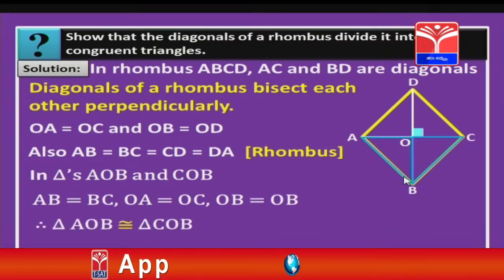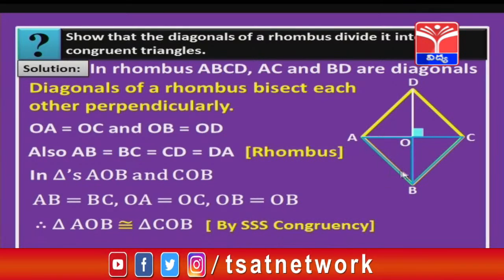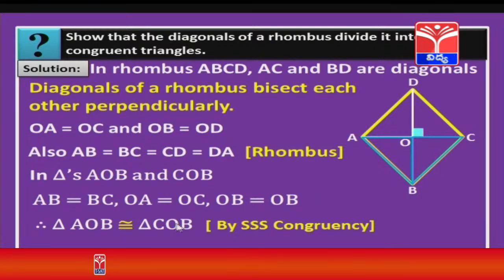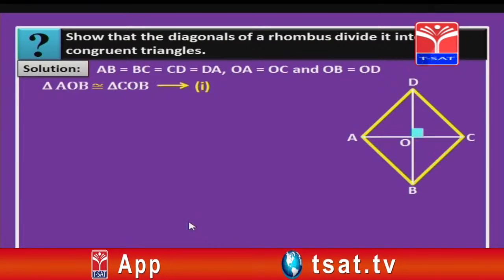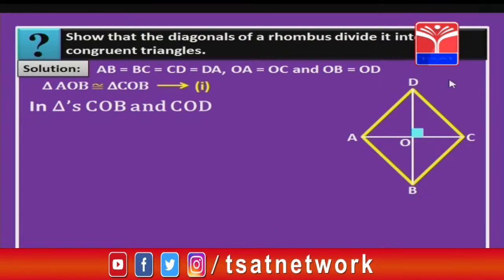So, I can say these two triangles, that is triangle AOB and COB, are congruent by which property, children? Yes, SSS congruency, because 3 sides of one triangle are respectively equal to 3 sides of another triangle, therefore, both the triangles are congruent. So, we got 2 congruent triangles. Let us mark it as equation 1. Now, let us consider triangles COB and COD, okay, children.